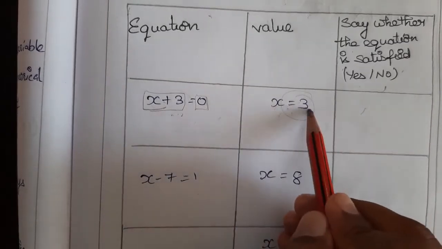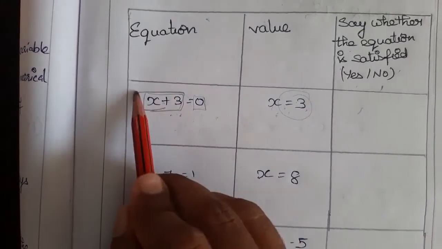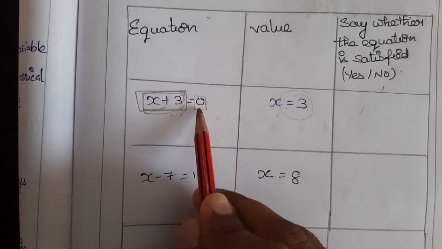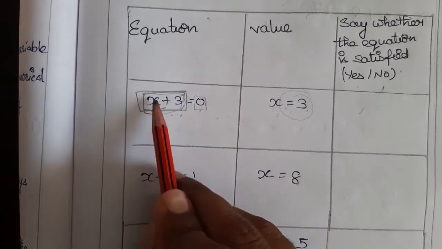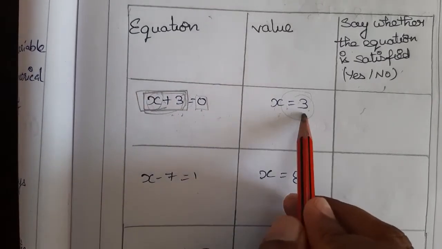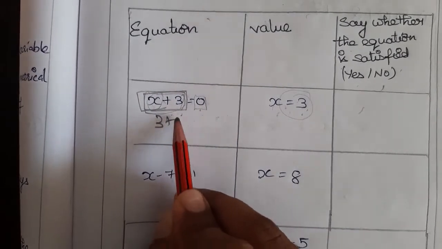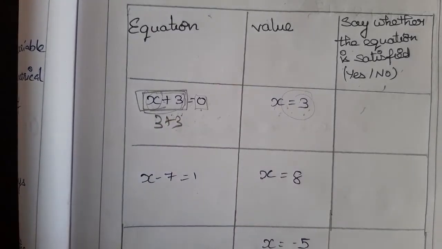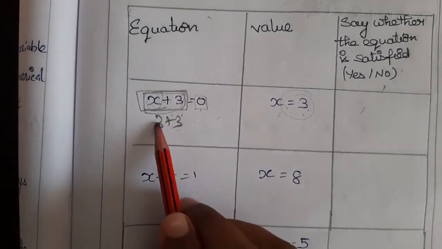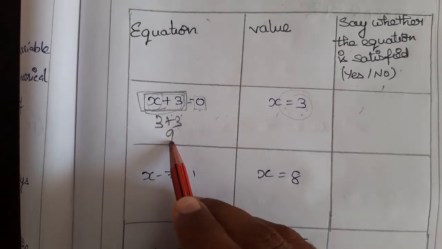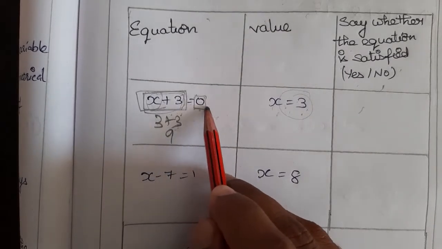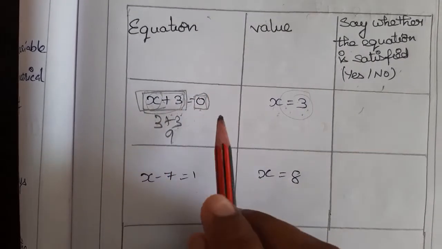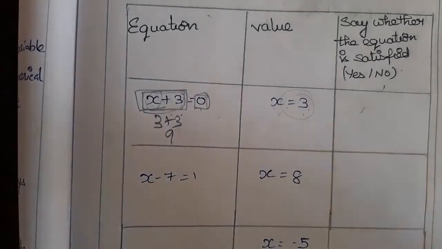So let me substitute x is equal to 3 in the LHS. In the LHS alone we will substitute. Then we will check whether we are getting 0 or not. Instead of x, let me put 3. So now the LHS becomes 3 plus 3, right? So 3 plus 3 is 9. But the RHS given is 0. Are 0 and 9 the same? No, right? So it is no.